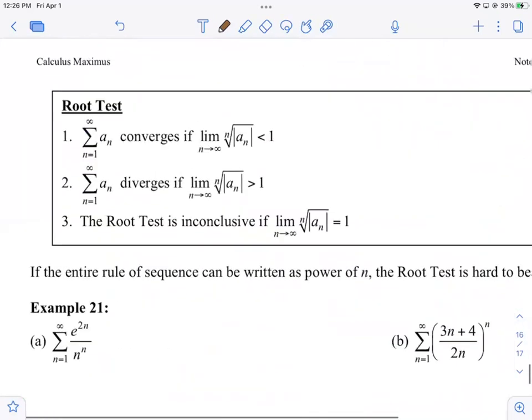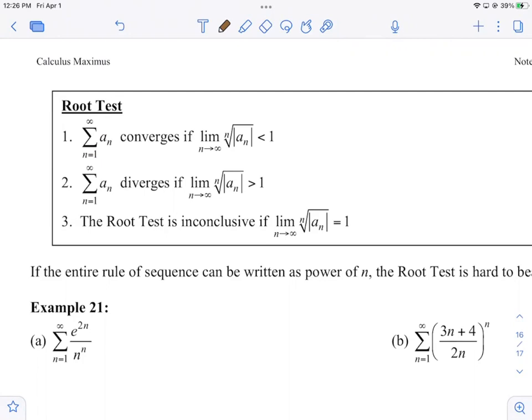Okay, the root test is not on the AP exam, but I like it. It's not my favorite, but I still like it. Here's what it says. It's very similar to the ratio test, not just because it starts with an R as well, right? But the inequalities match up.